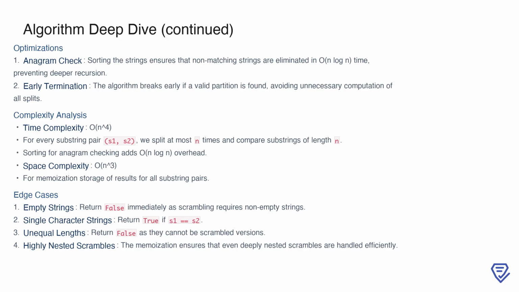Lastly, we handle edge cases carefully. For instance, empty strings are immediately invalid since scrambling requires non-empty strings, and single-character strings can only be scrambled versions of themselves if they are identical. Unequal string lengths are also invalid, as they can never produce valid scrambles. For deeply nested scrambles, memoization ensures that even the most complex cases are processed efficiently.